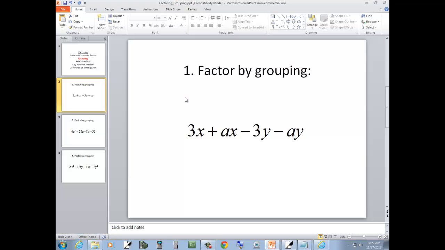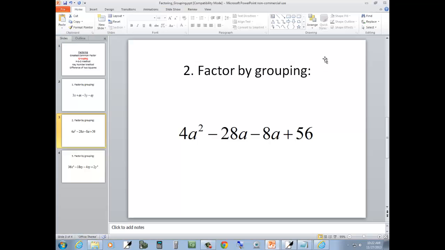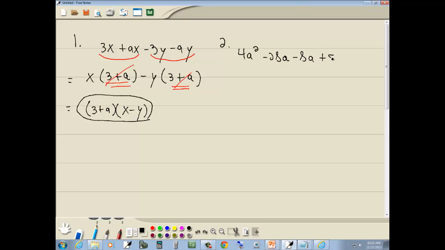Let's take a look at another example. We've got 4A squared minus 28A minus 8A plus 56. And we want to factor by grouping. First thing I notice though, 4, 28, 8, and 56 are all divisible by 4. So I can factor out the GCF first.